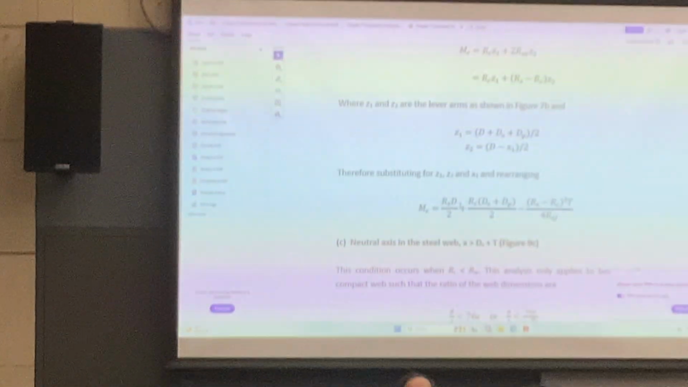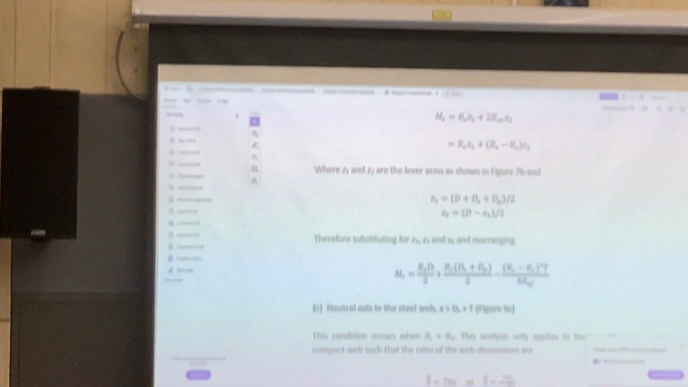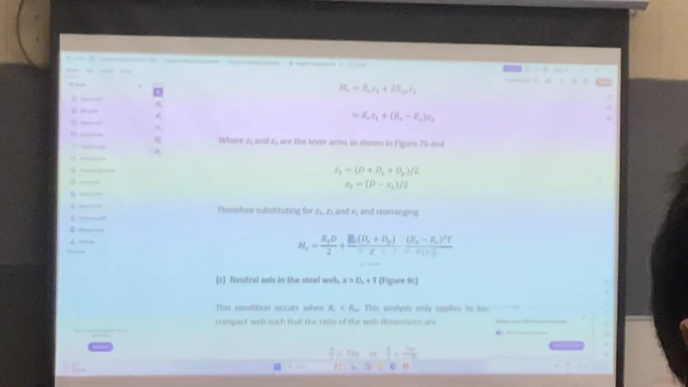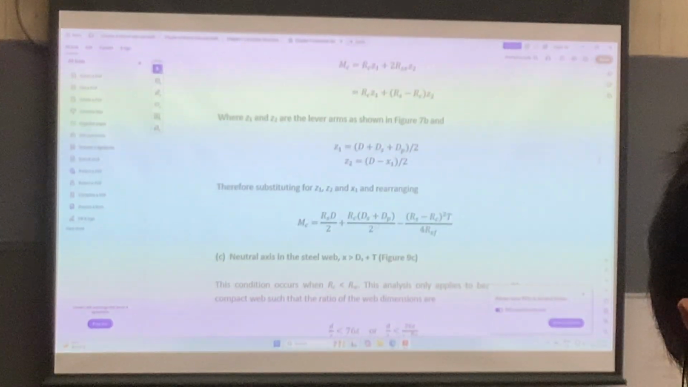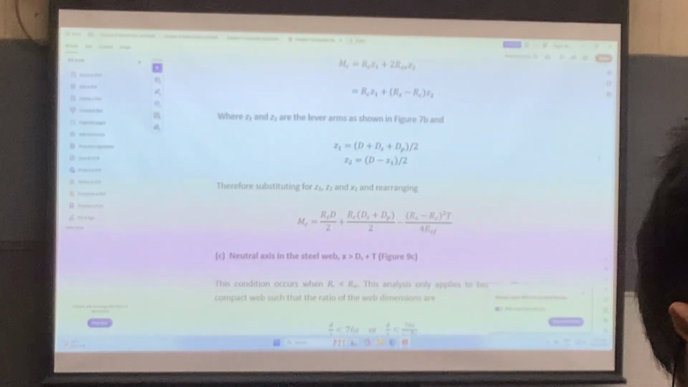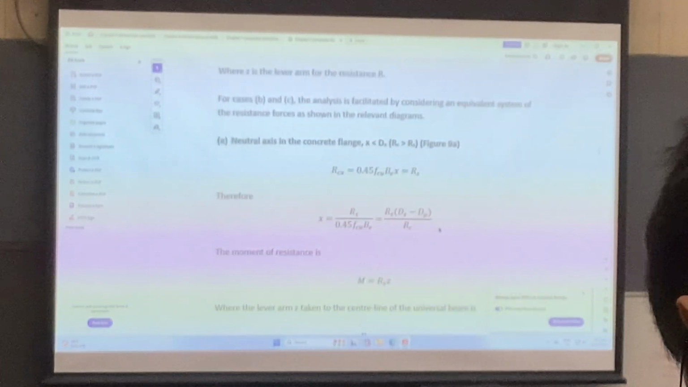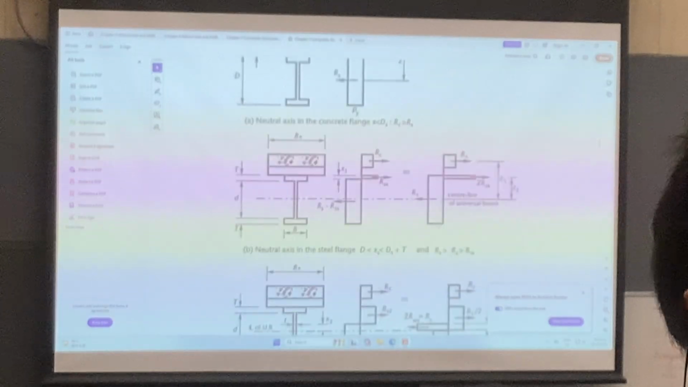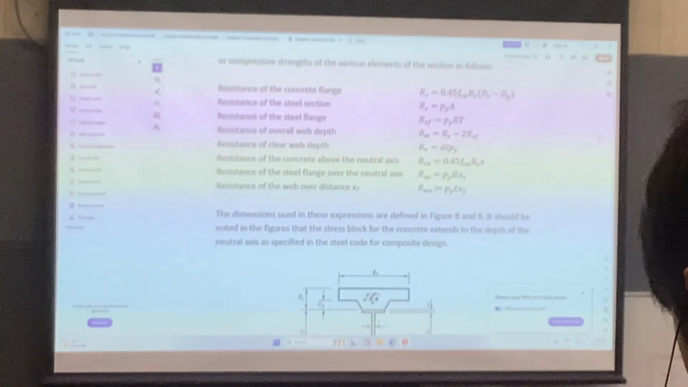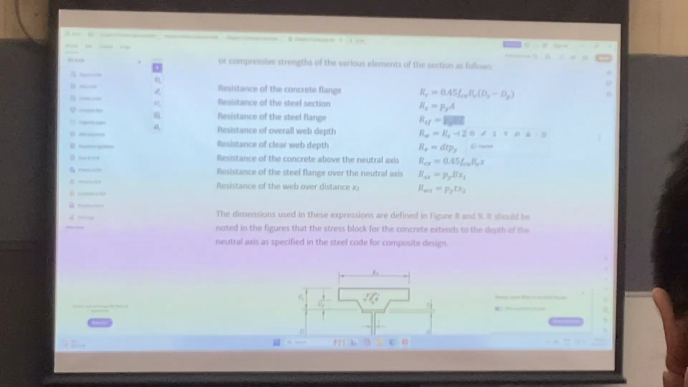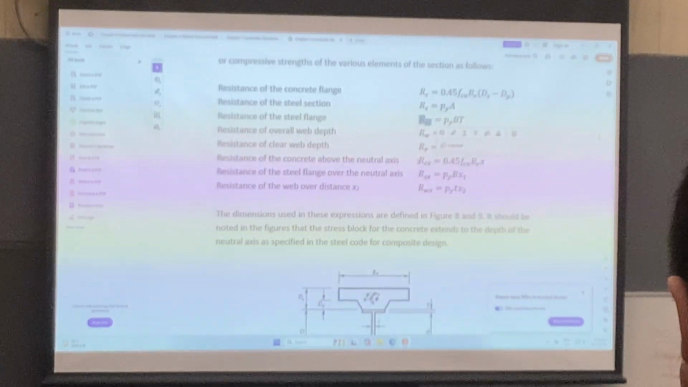For the second case, the neutral axis is in the steel flange. So you have RS times D divided by 2, and then you have RC times (DS plus DP) divided by 2, and then you have (RS minus RC) times T. This T is the overall depth of the flange, and then divided by 4RSF. RSF, we can go back to this equation, to find RSF here, which is equal to PY times B times T. So this RF is this one.